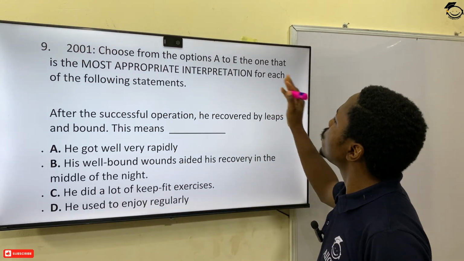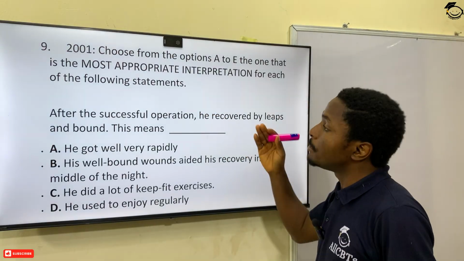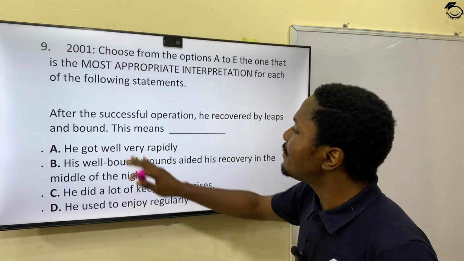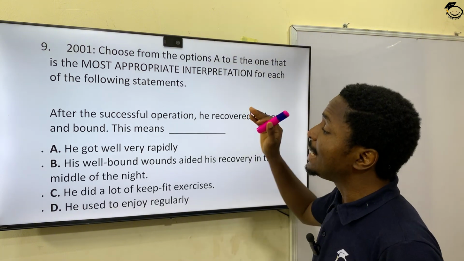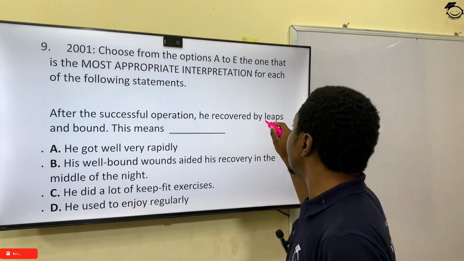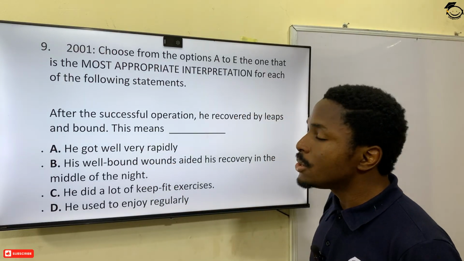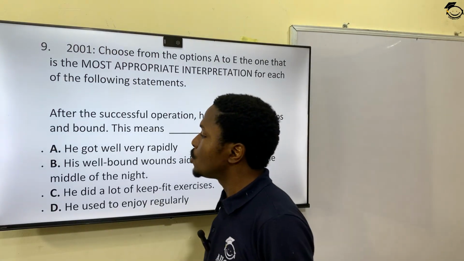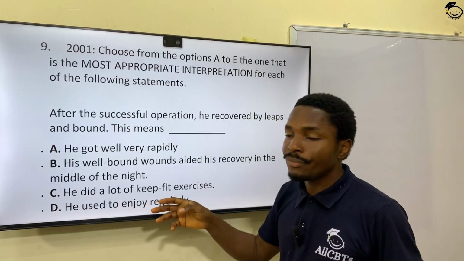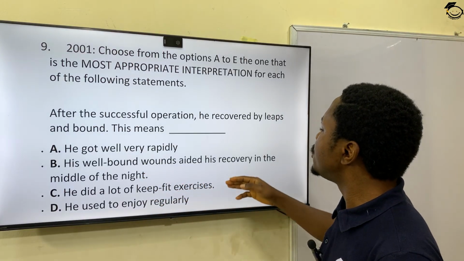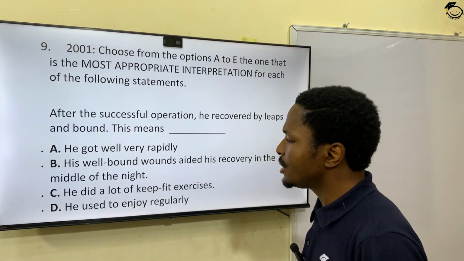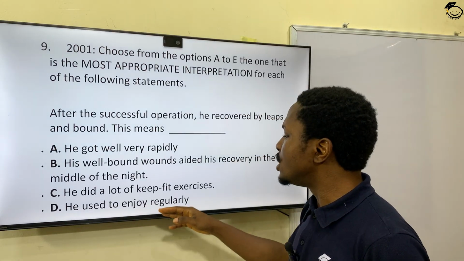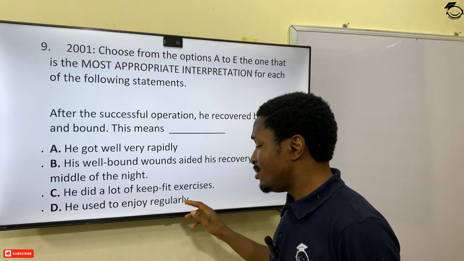Question 9 from 2001. Choose from the options A to E the one that is the most appropriate interpretation for each of the following statements. After the successful operation, it recovered by leaps and bounds. The phrase there is leaps and bounds. When you hear the phrase leaps and bounds, it means what? A. He got well very rapidly. B. His well-bound wounds aided his recovery in the middle of the night. Interesting. C. He did a lot of keep fit exercises. D. He used to enjoy regularly. You just have to cancel this one.